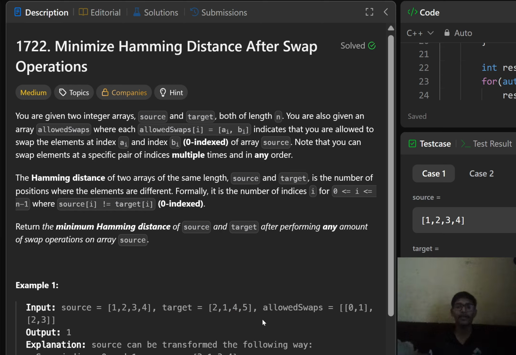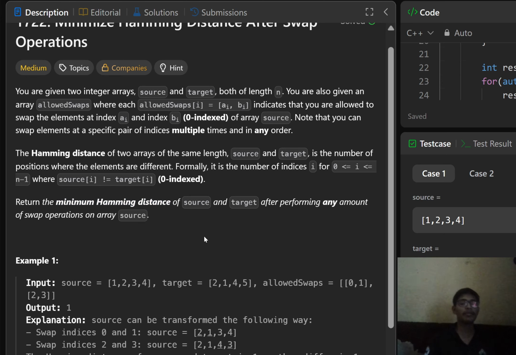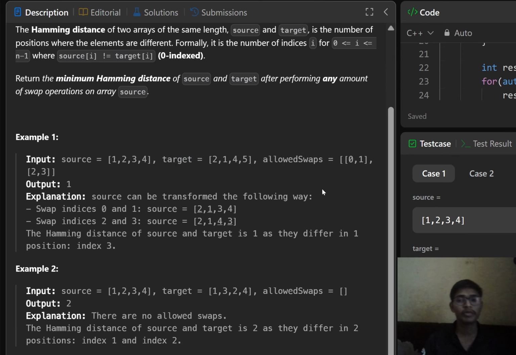Now, I have discussed how we calculate the Hamming distance. Then what we have to do is return the minimum Hamming distance of source and target after performing any amount of swap operations on array source. So we have to return the minimum Hamming distance which can be possible. So what will we do here, and how can we do it?